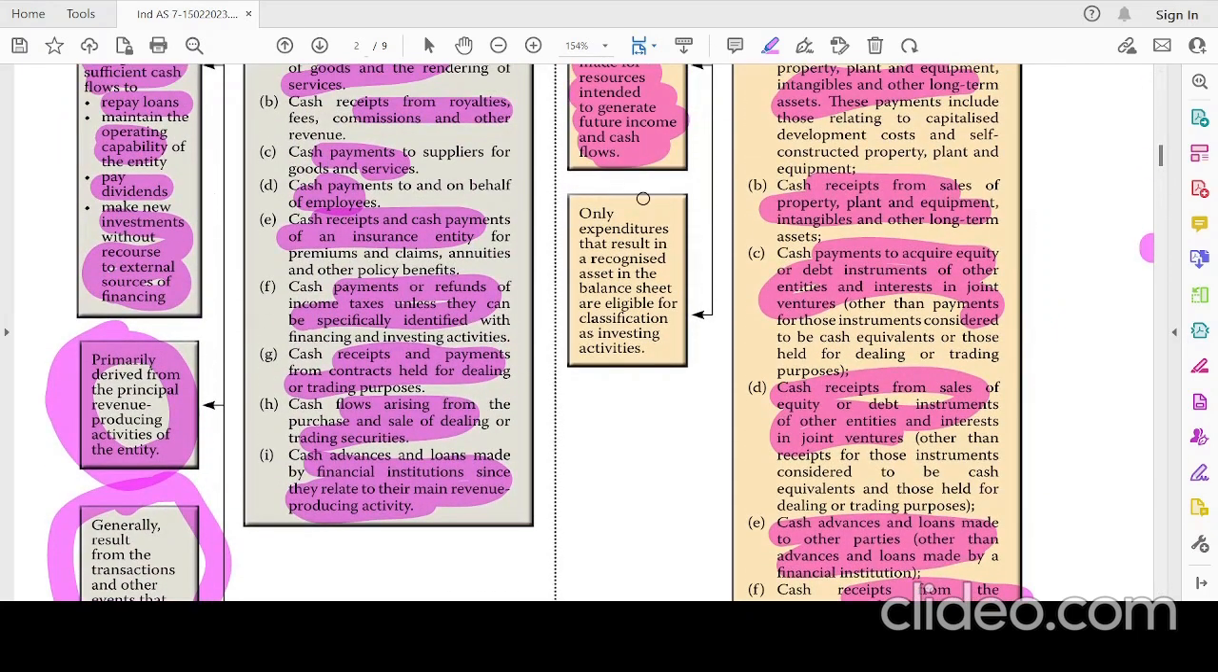Only expenses that are recognized as an asset in the balance sheet are eligible for classification as investing activities. Only those expenditures which are eligible to be capitalized, that is, eligible as an asset, will be classified as an investing activity. Nothing else will form part of investing activity.